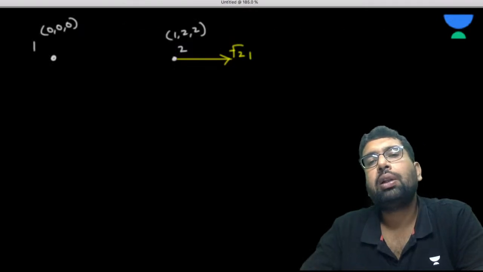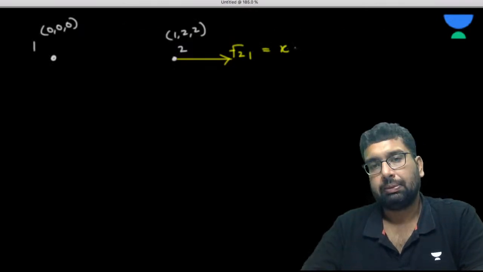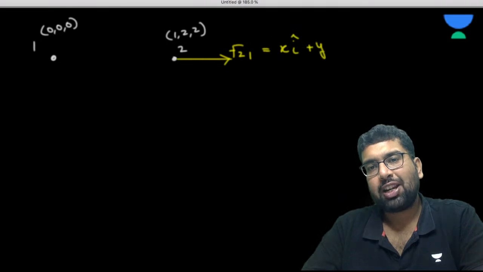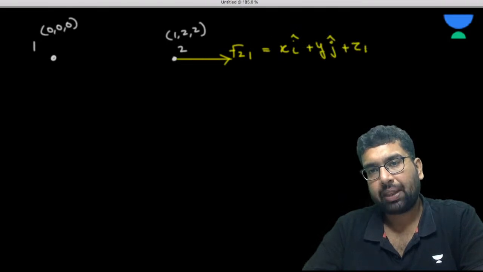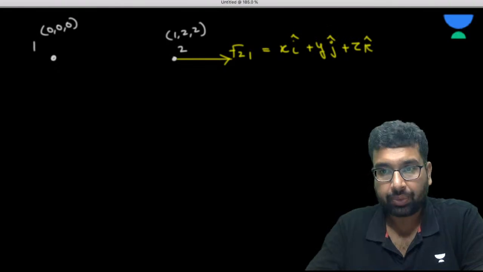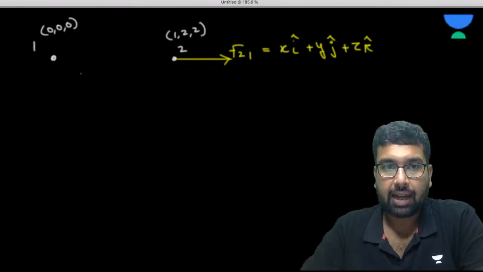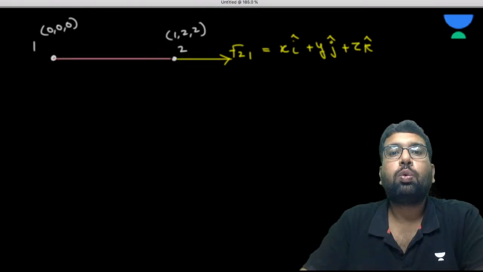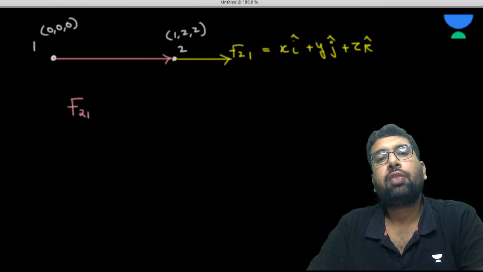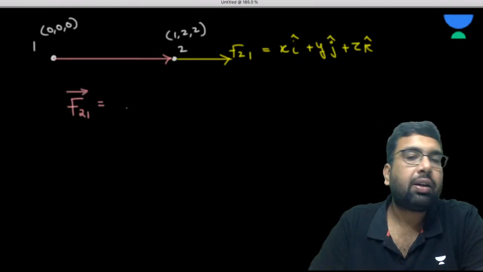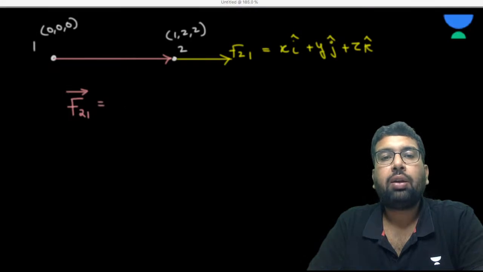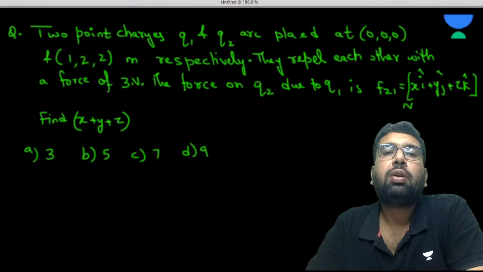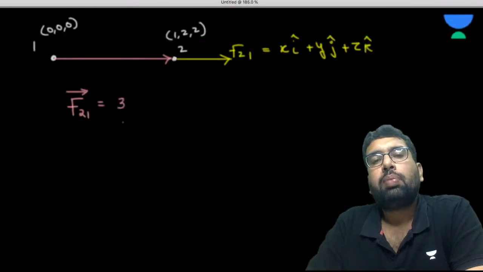Okay, and this F21 is given as x i cap plus y j cap plus z k cap, and the position of these two vectors are there. Now please understand this. Force is a vector quantity. To give a vector quantity, we require two things: one is magnitude, the other is direction. The magnitude is mentioned in the question, that is 3 Newton, and the other thing is the direction.